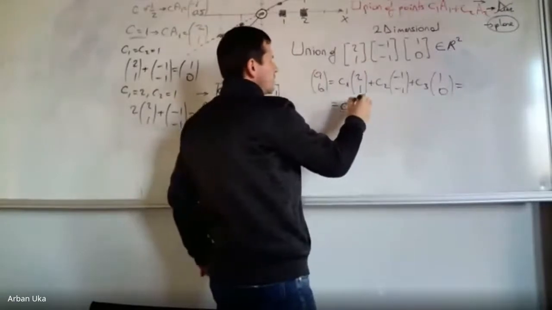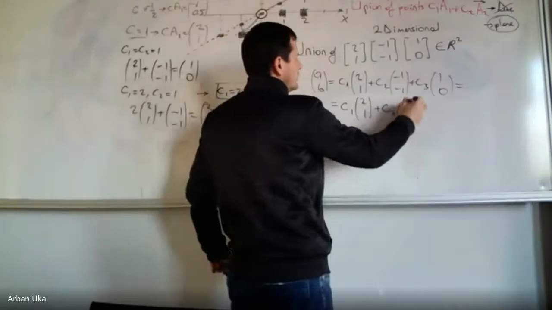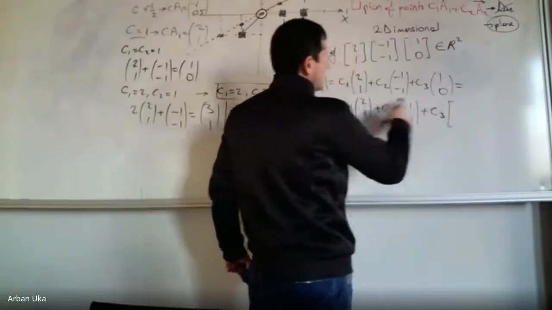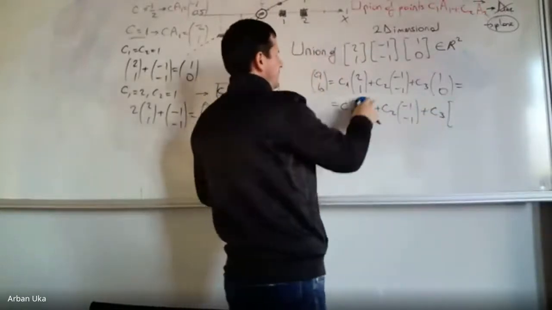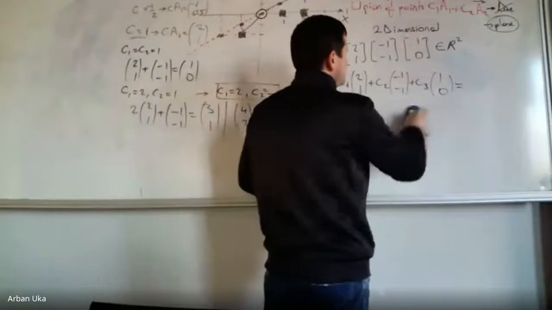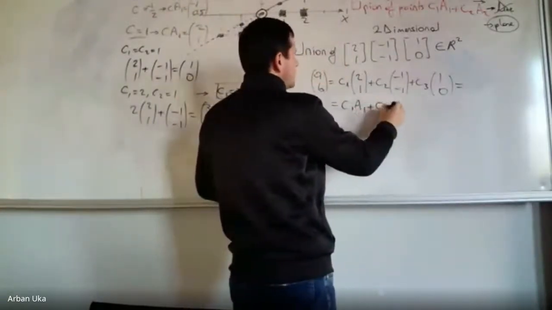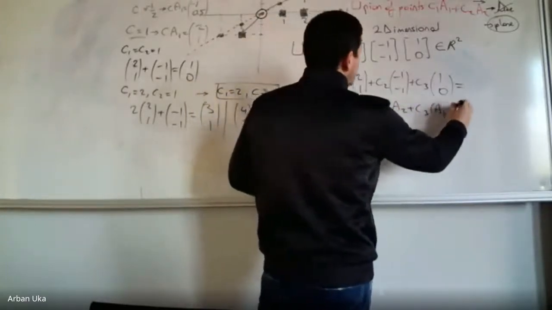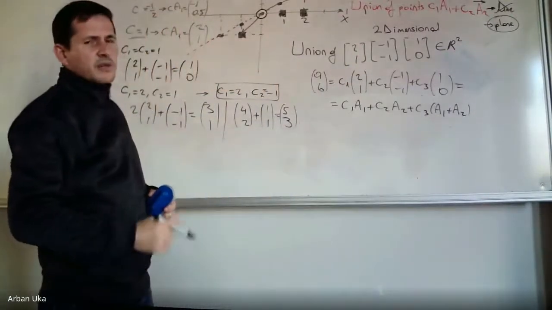This can be C1 times 2, 1 plus C2 times -1, -1 plus C3. And here we can write it like this: C1A1 plus C2A2 plus C3 times (A1 plus A2), right? Because the third one is the summation of the first 2.